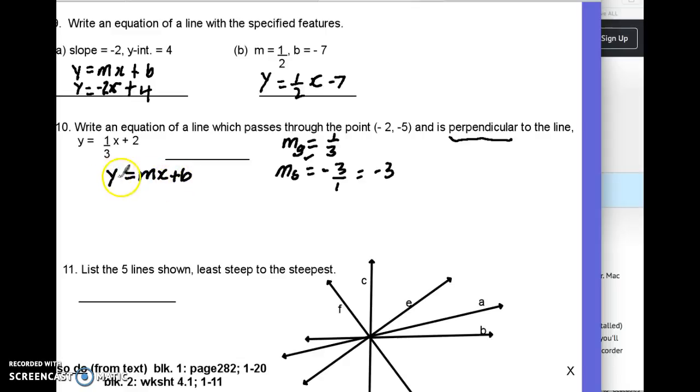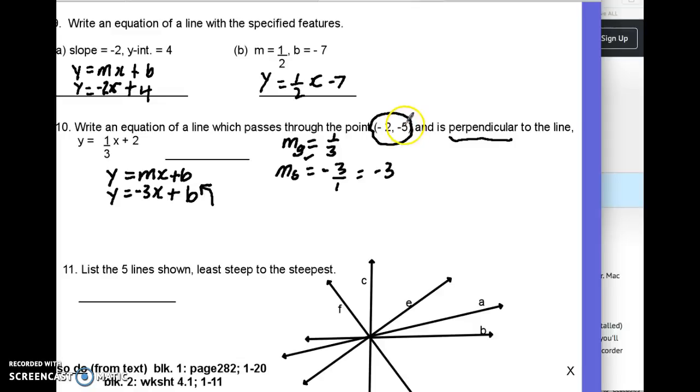So here's the guide. Y equals mx plus b. Since we know the m, the slope of our line that we seek is -3, we can put -3 in for the slope. X stays as is, plus b. We don't know b, so we're going to have to find out what b will be. So how do we do that again? Glad you asked. We look and we see that this line that we're seeking passes through this point, -2, -5. So this point satisfies the line we seek.